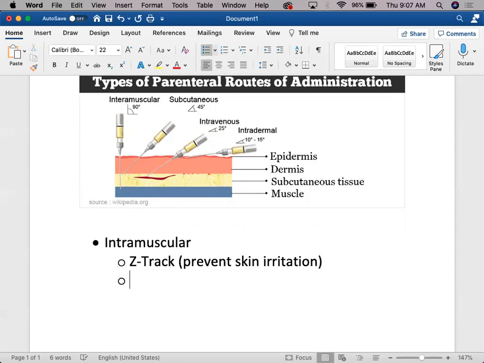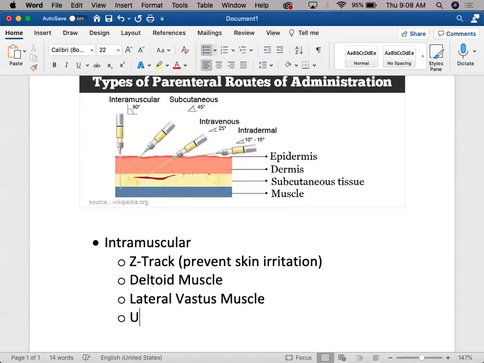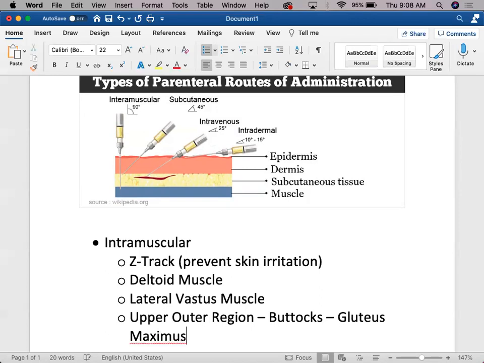The location of the intramuscular, you can have it in your deltoid. You could have it in your quadriceps or the lateral aspect of your vastus, right, on the side. And of course, most common is your upper outer region of your buttocks or your gluteus maximus. So the muscle in question here is your gluteus maximus, upper outer region.